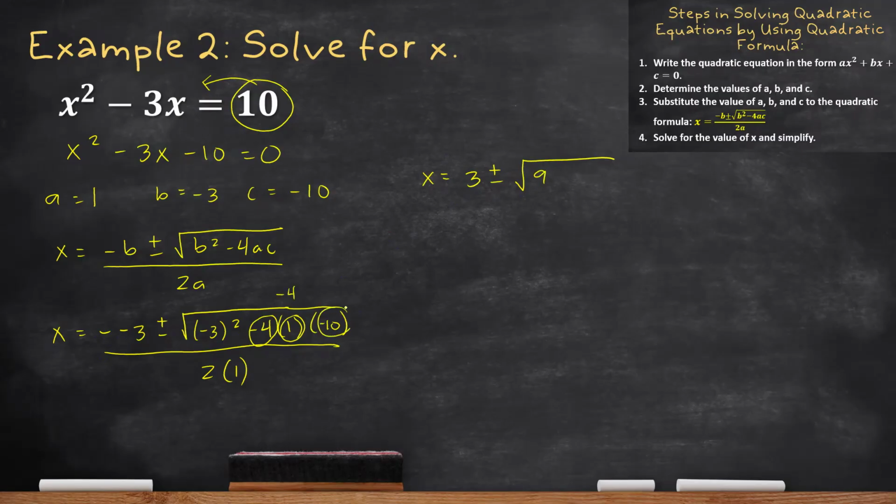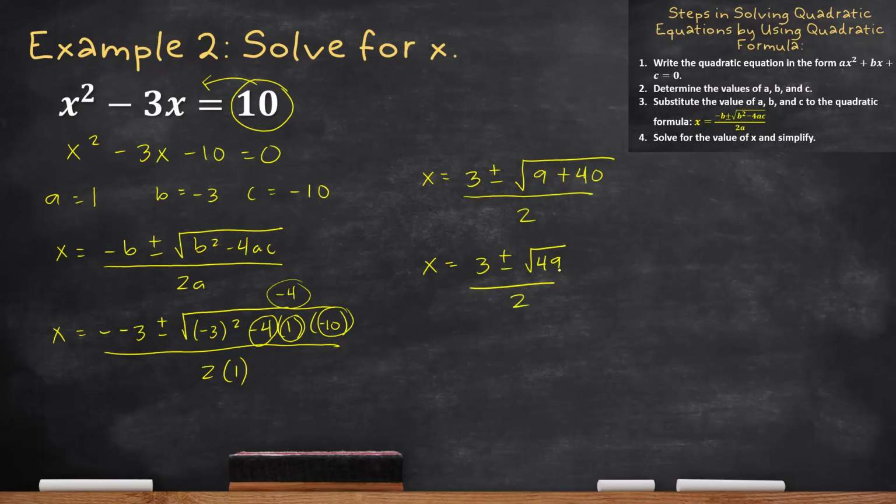Then negative 4 times negative 10, magiging positive na, right? Positive 40. Negative times negative is positive. So positive 40, all over 2 times 1 is 2. Then simply combine 9 plus 40, that is 49. So we're going to have x equals 3 plus or minus the square root of 49, okay, over 2.